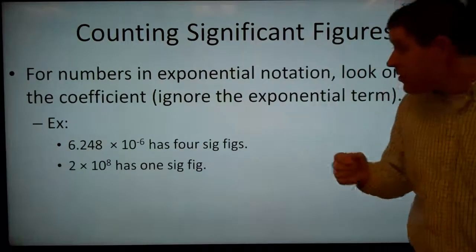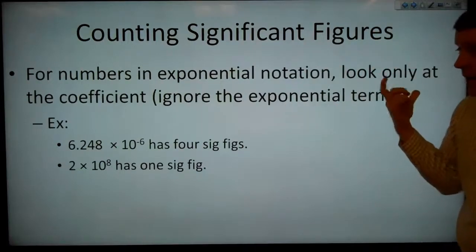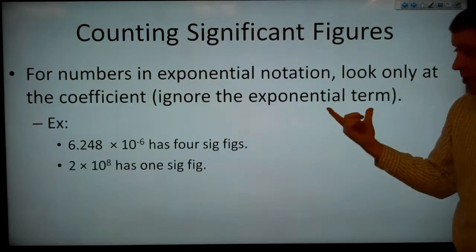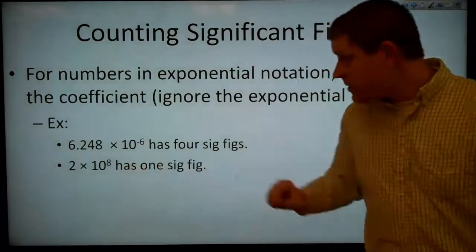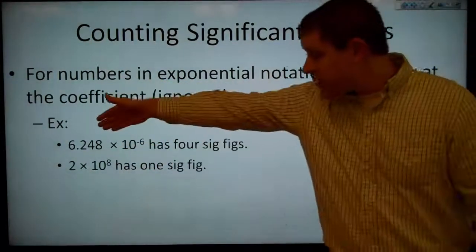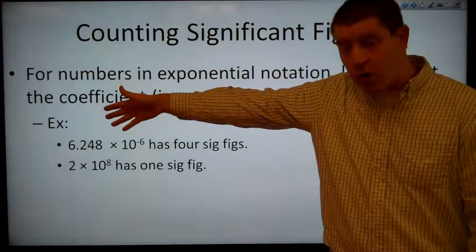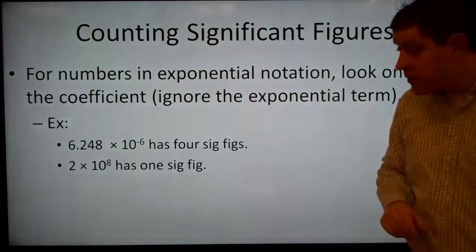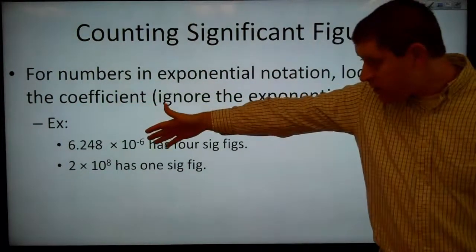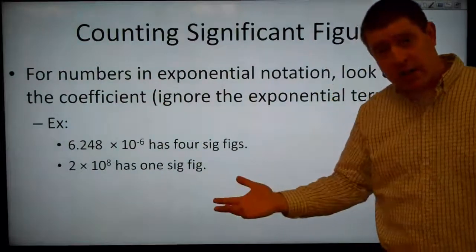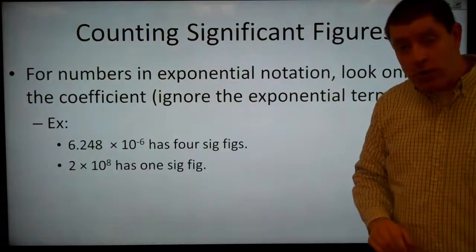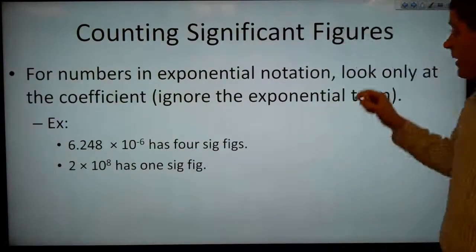For numbers in exponential notation, we look only at the coefficient. We're ignoring the exponential term. So we ignore this times 10 to the minus 6, and we have 6.248. All 4 of those count, so we have 4 sig figs. With 2 times 10 to the 8, the times 10 to the 8 doesn't count. The 2 does, so we have 1 sig fig.